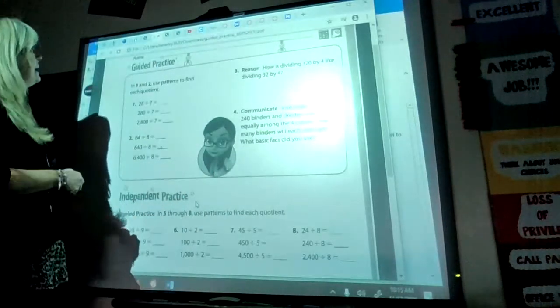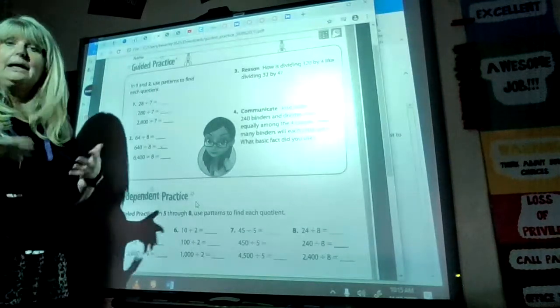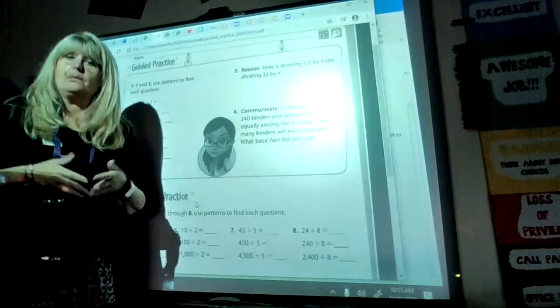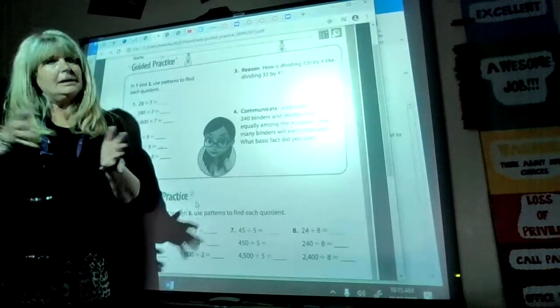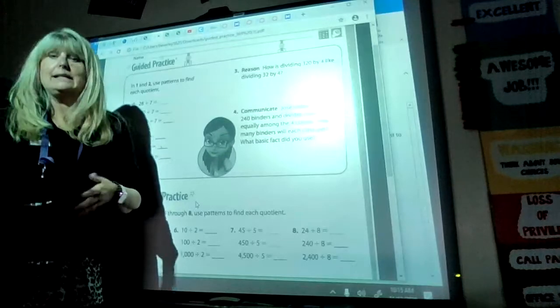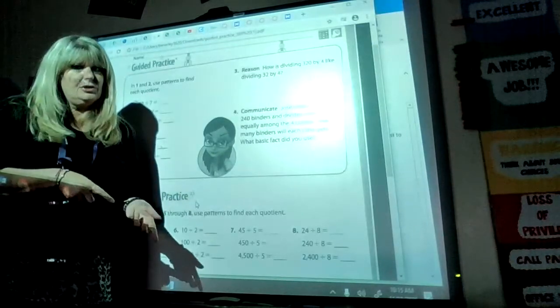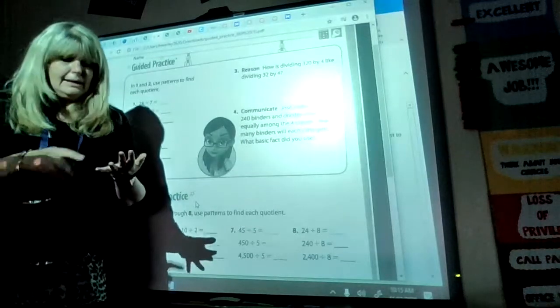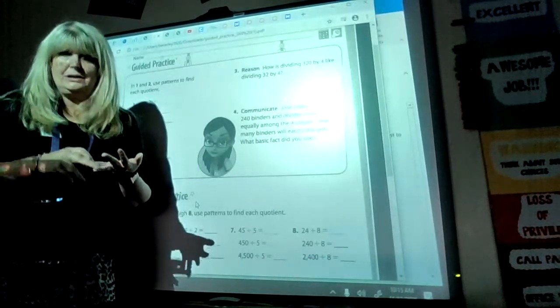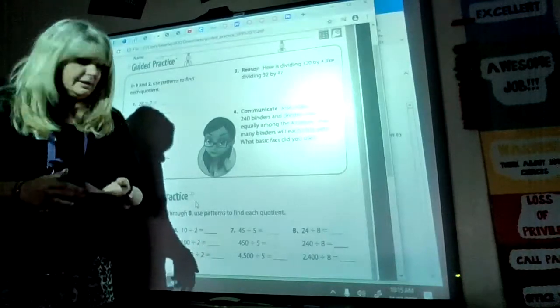It says, in 1 and 2, use patterns to find each quotient. Again, if you need your multiplication chart, pull your multiplication chart out. But at this point, you need to know your multiplication facts in order to do the opposite operation, which we talked about yesterday. Remember your related facts. Subtraction relates to addition. Multiplication relates to division.